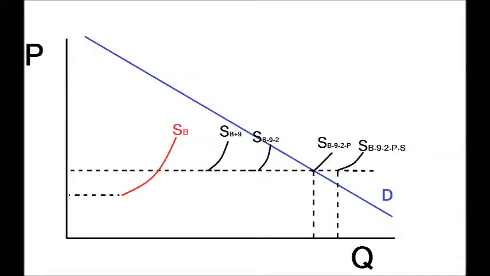Now that the public news team has entered the market, we can see that the supply curve for the market is now represented by S of B plus 9 plus 2 plus P.